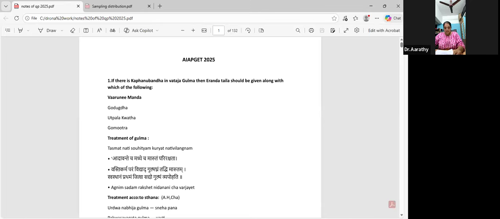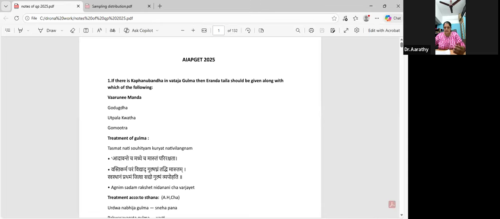Okay. So for Gulma, there are a few quotations mentioned, like Adha Vandecha Madhyecha Marutam Parirakshata, Basti Karma Param Vidya, Gulmagnam Tadhi Marutam, then Agni Sadam Rakshet, Nidanani Cha Varjayet. These are a few quotations given in Gulma Chikitsa, which are very confusing with other diseases like Grahani, Raktapittam, Vadaraktam, and all. Because in Vadaraktam also there is something related to Marutam. In Grahani, Agni is very important, so Agni related quotes will be there also. So keep in mind that you have to study these and make small connections with Gulma, all these quotes, and study it. Okay.